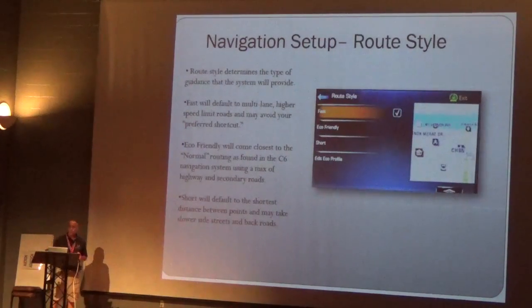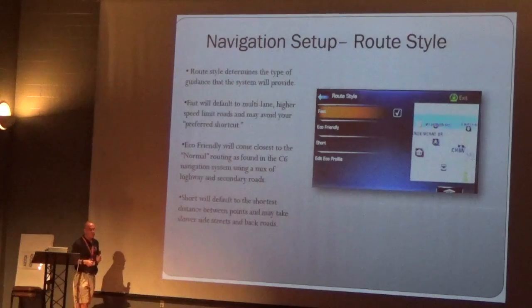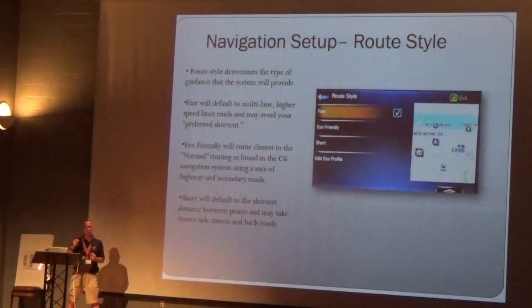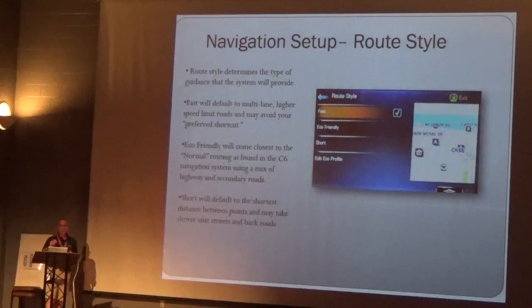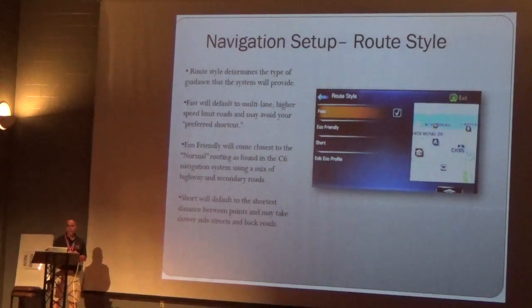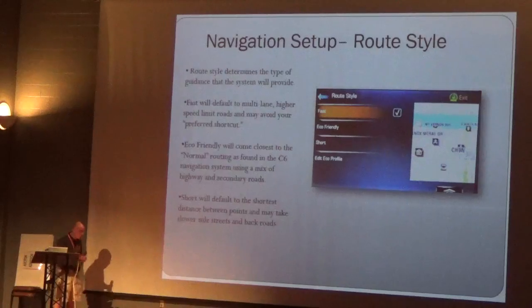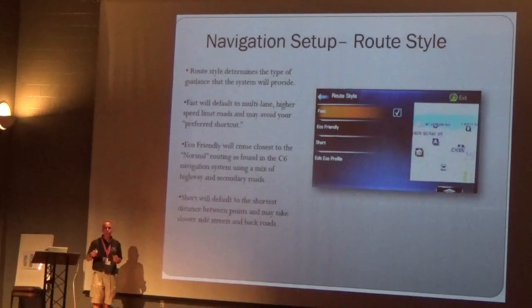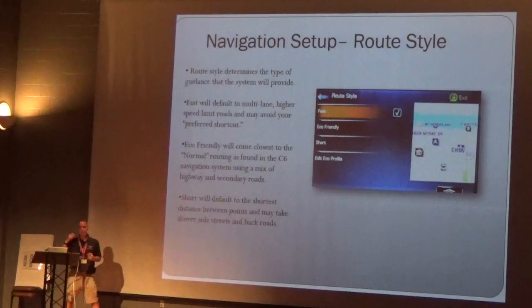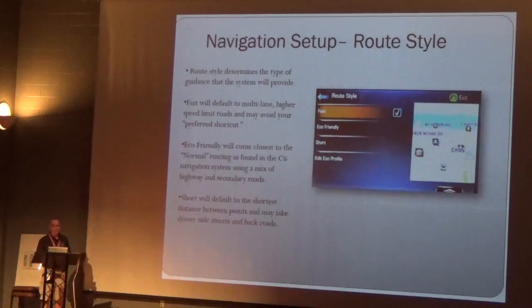Route style. I get a lot of grief from folks about the eco-friendly profile. I have it on this slide because it's actually significant. For those that came from the C6, remember the routing and preference types that we had? There was a normal preference, which was the combination of shorter back roads, faster highway roads. That's what you're going to get from eco-friendly. So the tip for eco-friendly is disregard the eco profile. I'd appreciate it if you wouldn't even go into it because it's going to ask you if you have a roof rack on the car or not. I think we all know the answer to that.